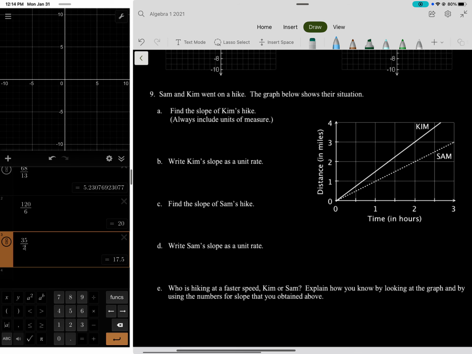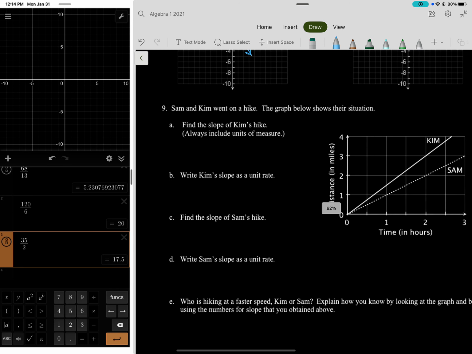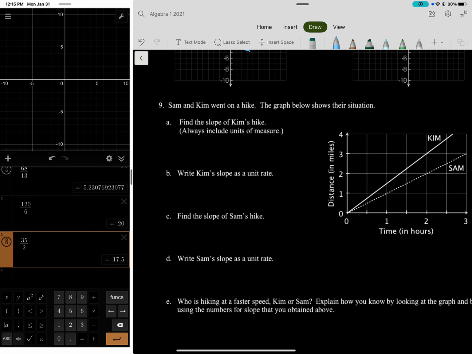I want to just focus kind of on unit rates and rates here on this. So number 9, Sam and Kim went on a hike. The graph below shows their situation. Find the slope of Kim's hike. Always include units of measure. Write Kim's slope as a unit rate. So we will go through this one since it talks about unit rate.